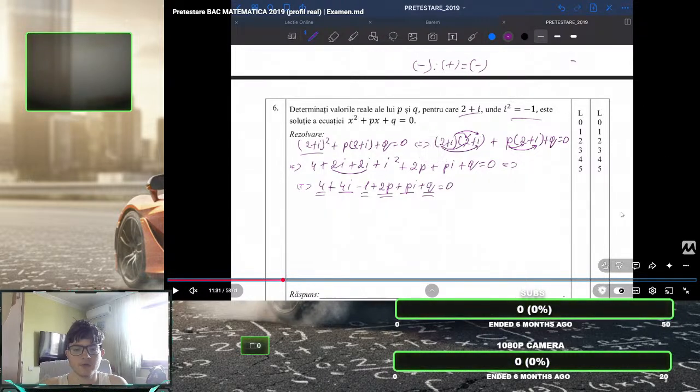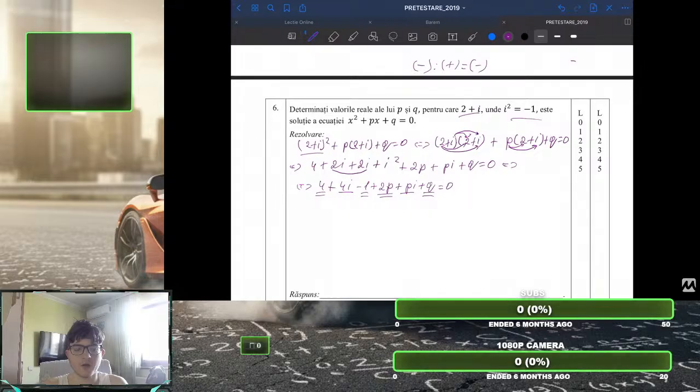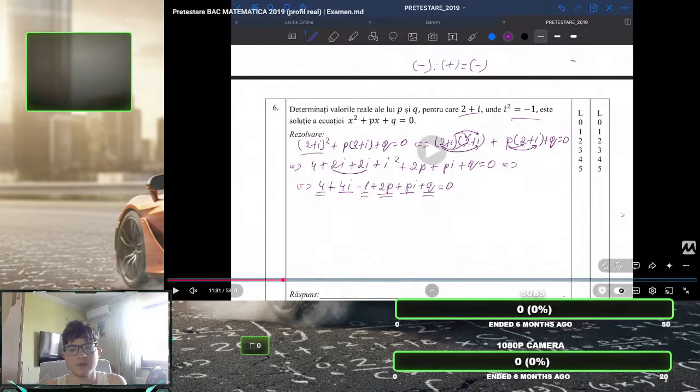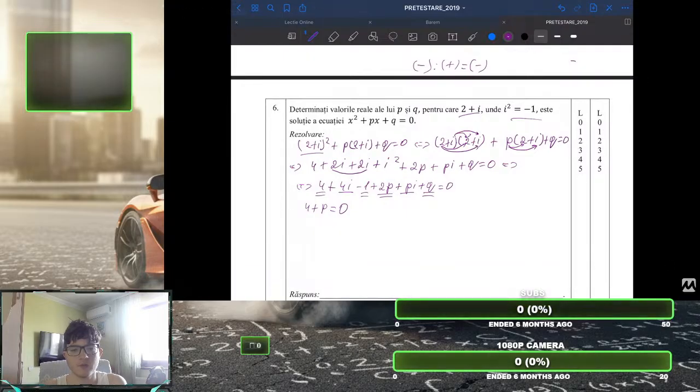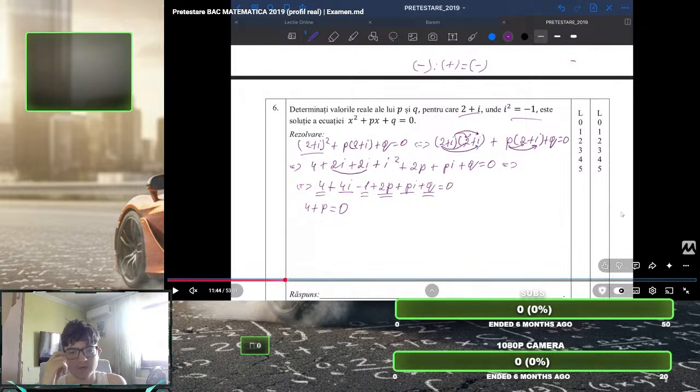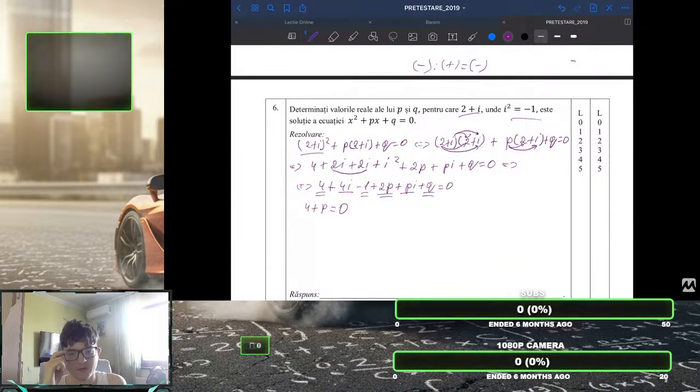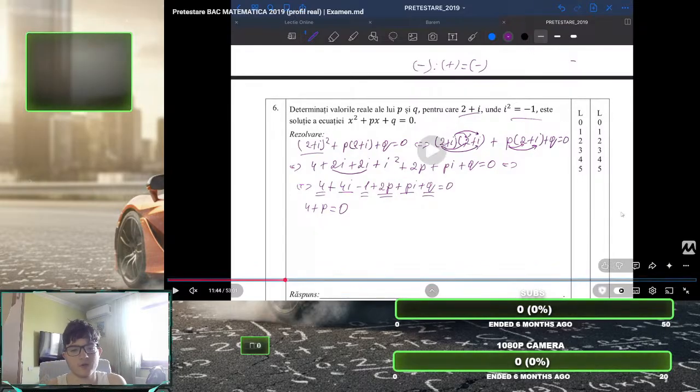So right now I think we are gonna work with basically the terms that are imaginary and non-imaginary. We're gonna split it like that, so they're underlined appropriately. So we're gonna work with them. 4 plus p is 0 right there, but why just p? 4 plus p is 0. Where did the minus 1 go? Where did 2p go?